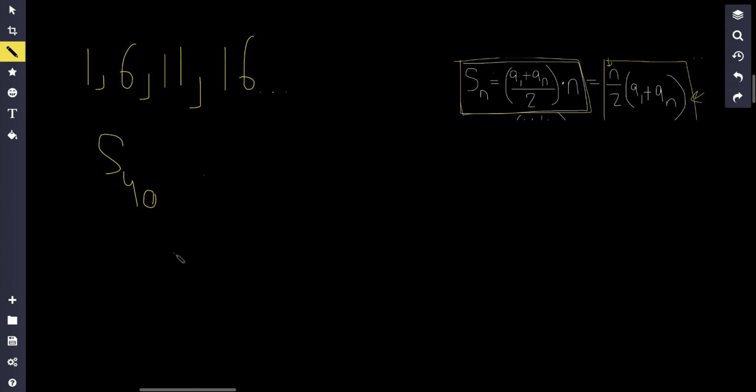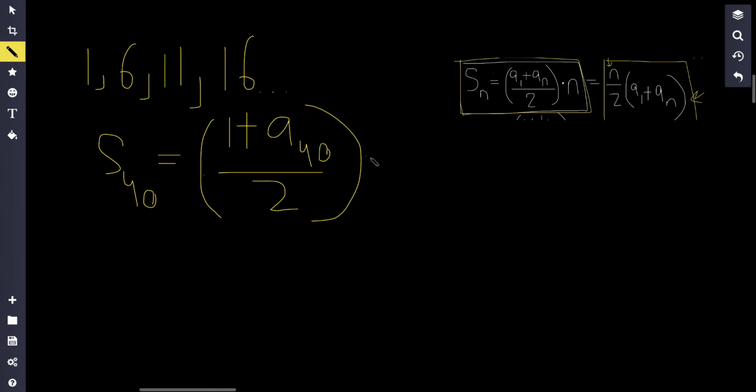So in this case, S sub 40 is going to be equal to the first term, which we know, plus a sub n. So in this case, we want to find a sub 40, right? Divided by 2. And then this is going to be multiplied by the amount of terms we have. So in this case, we have 40 terms, right?